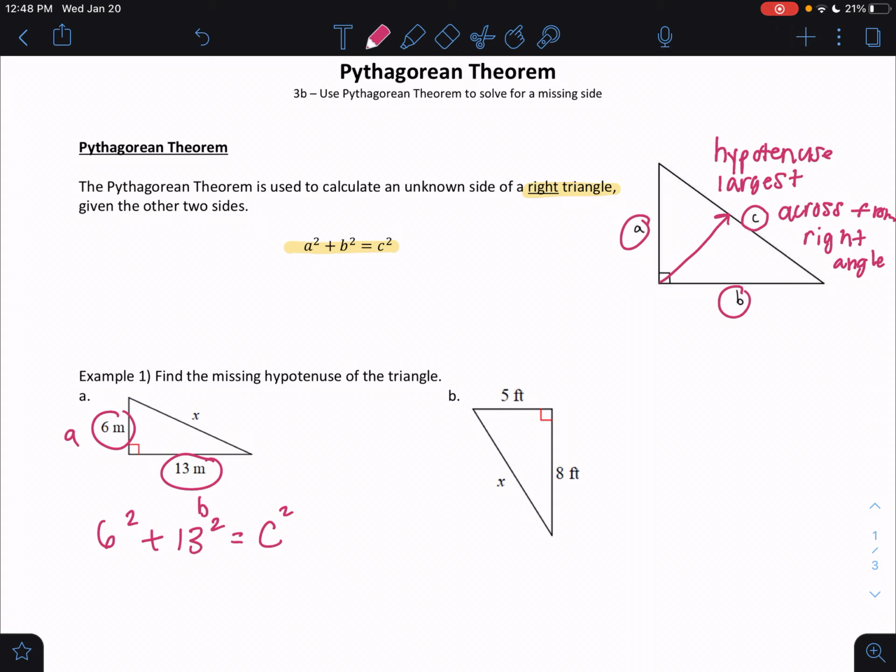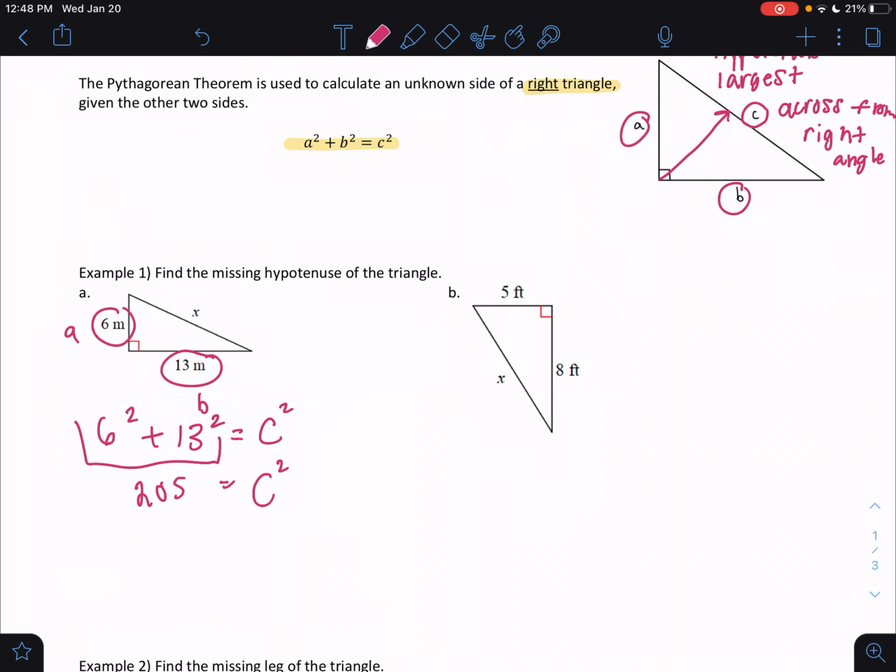And then when we square these two numbers here, I would just use your calculator. 6 squared is 36, 13 squared is 169. But if you just put this whole thing right here into your calculator, then it'll give you 205, and that is fine. You don't have to show the steps in between. Now we know what c squared is. We want to know what just c is, so we're going to take the square root. And this gives us approximately 14.32 meters for c.